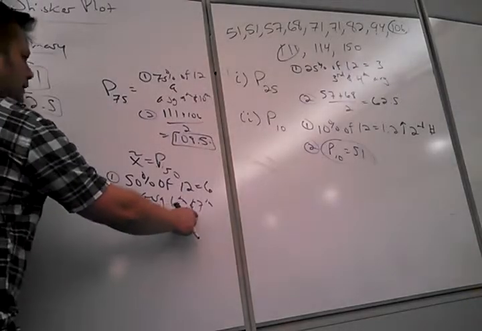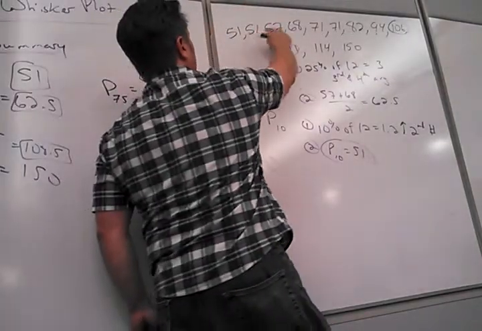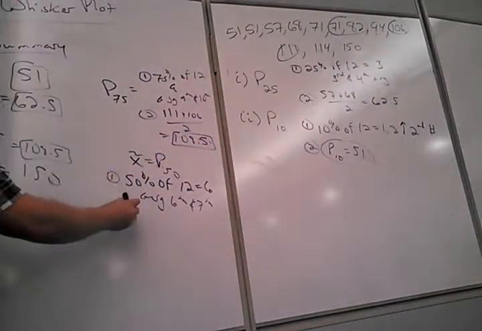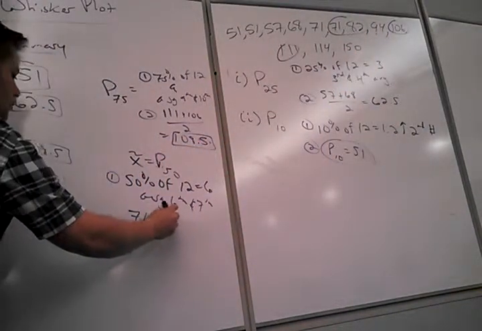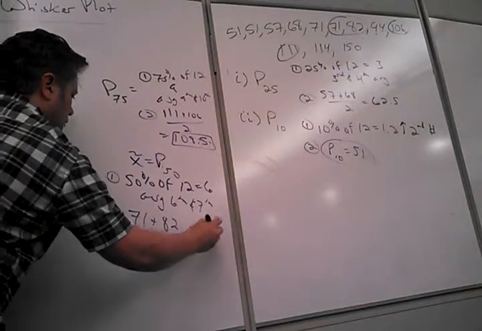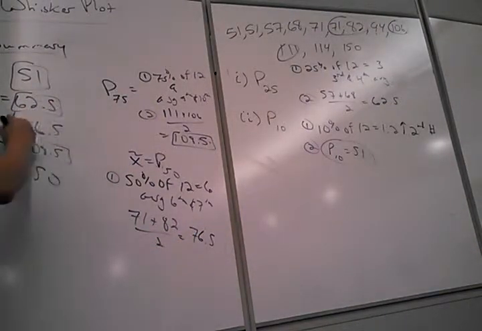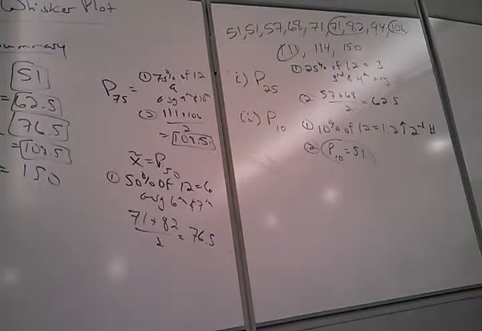So the 6th and 7th ones are 1, 2, 3, 4, 5, 6, 7. There. 76.5. 26.5. 76.5. I like that. Okay, so that's the 5-number summary.